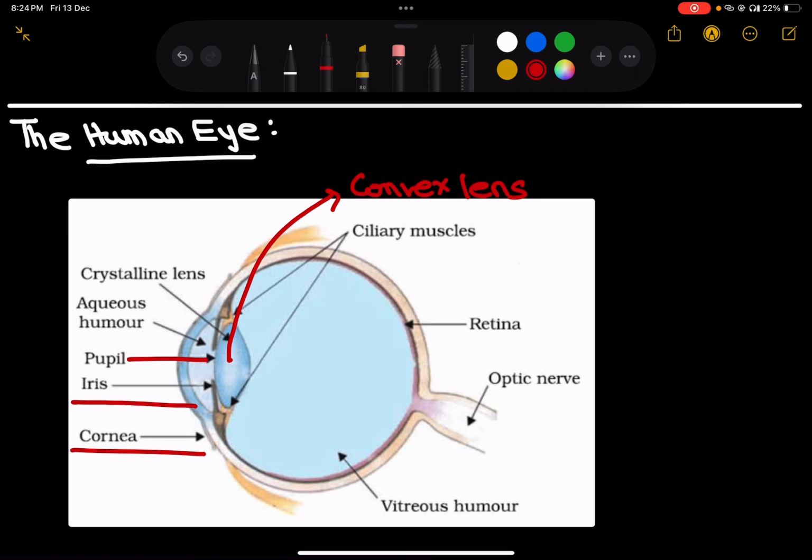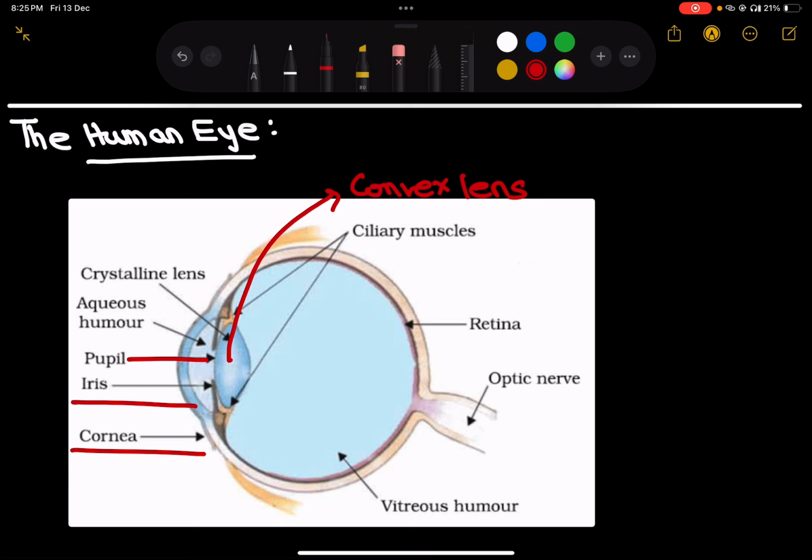It regulates, so it can get smaller, it can get bigger. So it regulates the amount of light entering the eye, right? And the iris is a dark muscular diaphragm. Basically it is kind of like a muscle, and it controls the size of the pupil. If the pupil has to be big, the iris widens it. If it has to be small, the iris contracts it. So that is the function of the iris. It is a dark muscular diaphragm.